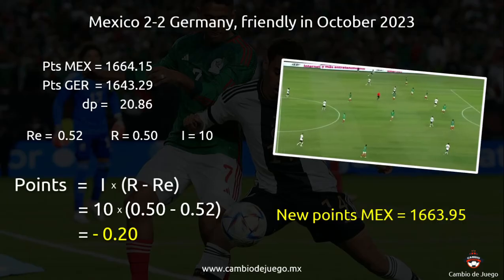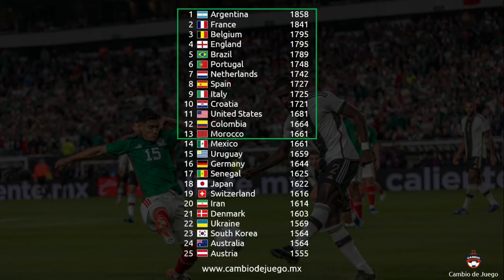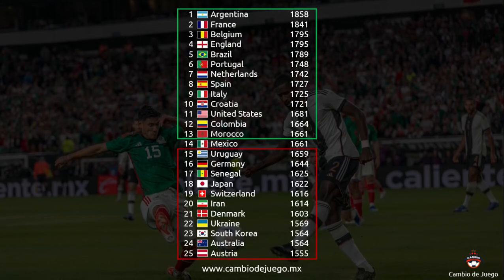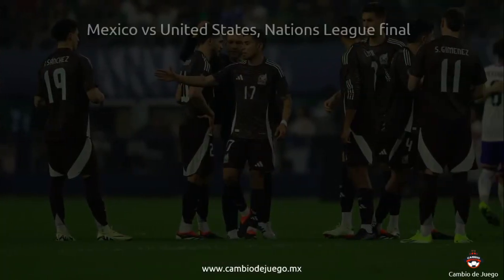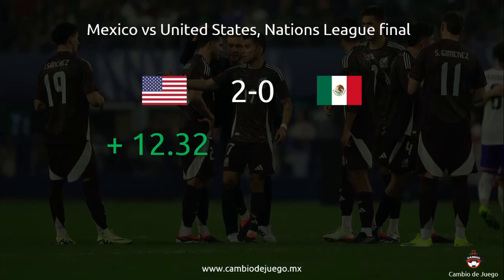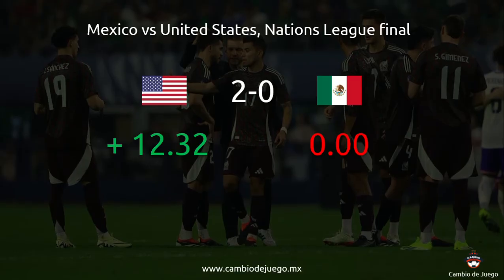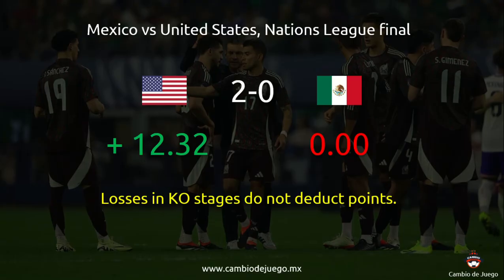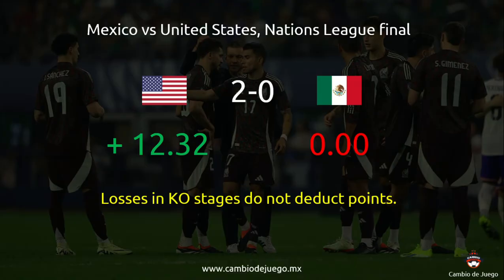This leads us to a feature of this formula. If you draw against a team above you in the table, you get points, but if it's against someone below, you lose points. There is another important feature of this formula. More recently, in the CONCACAF Nations League final, the United States beat Mexico for a gain of 12 points. However, despite the defeat, Mexico did not lose any points. This is because if you lose a game in a knockout stage round, you don't lose points. FIFA's reasoning to include this rule is to protect the points you earn in any previous rounds.